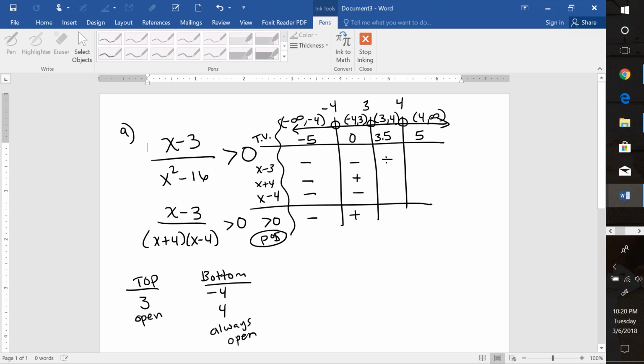3.5 minus 3 is positive. 3.5 plus 4 is positive. 3.5 minus 4, though, is negative. 1 negative multiplied by all those other things is going to make the whole thing negative. And then 5 plugs into each of those and makes all 3 of them positive. 3 positives multiplied together is a positive. We were looking for greater than 0, so that means the regions that work are the 2 positives. And remember, your final answer is interval notation. So negative 4 to 3 unioned with, because we have a gap, 4 to infinity.